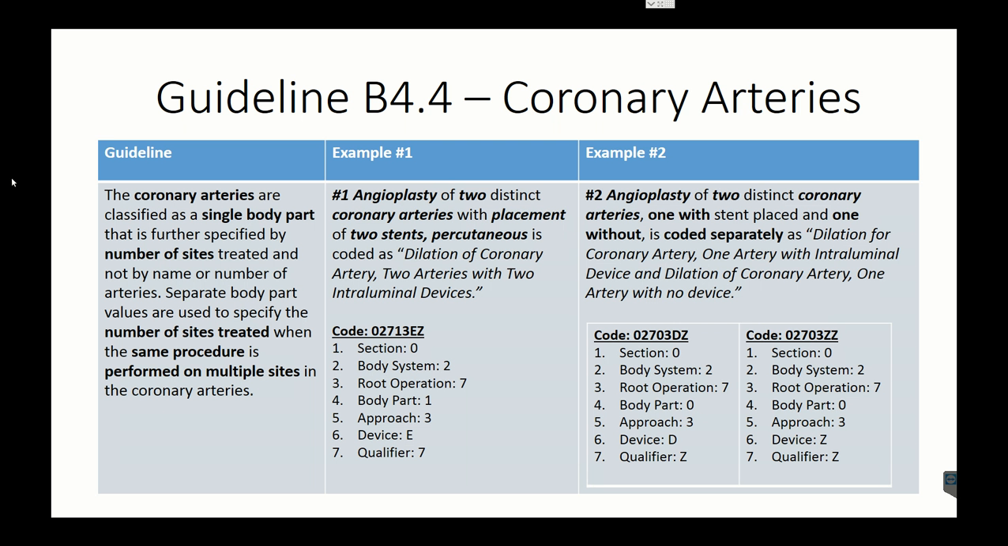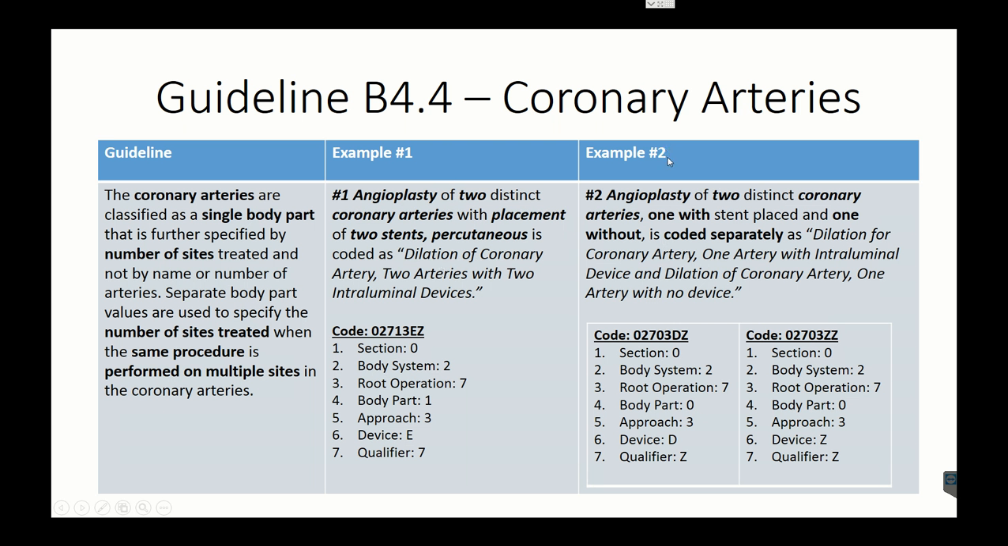So I have two examples here. One has two codes and one just has one code. So let's look at the difference here. Example number one is an angioplasty of two distinct coronary arteries with placement of two stents, percutaneous. It is coded as dilation of coronary artery, two arteries with two intraluminal devices, because they were treated with the same type of devices. That's why they're coded as one.